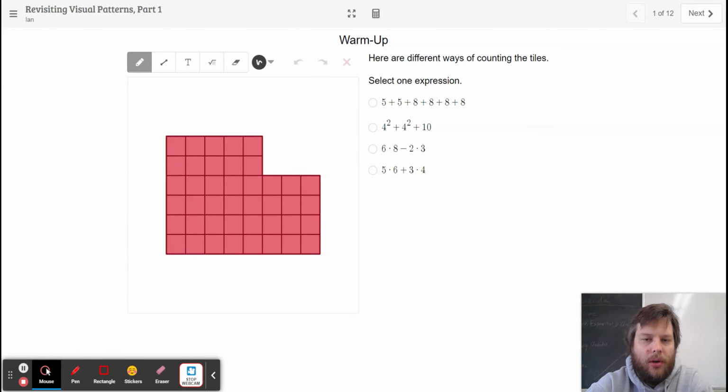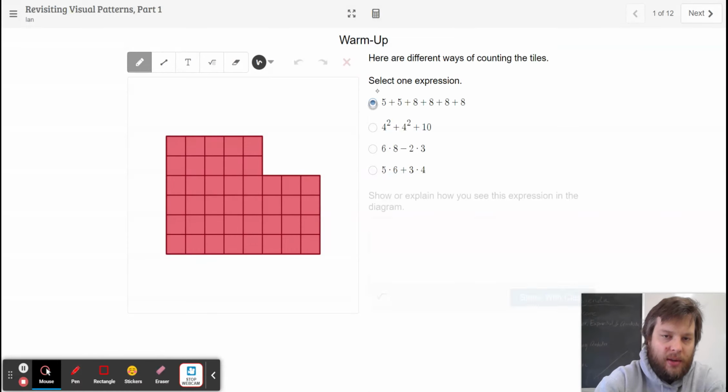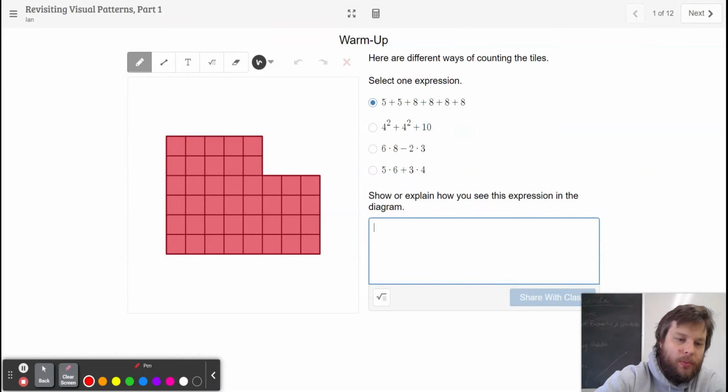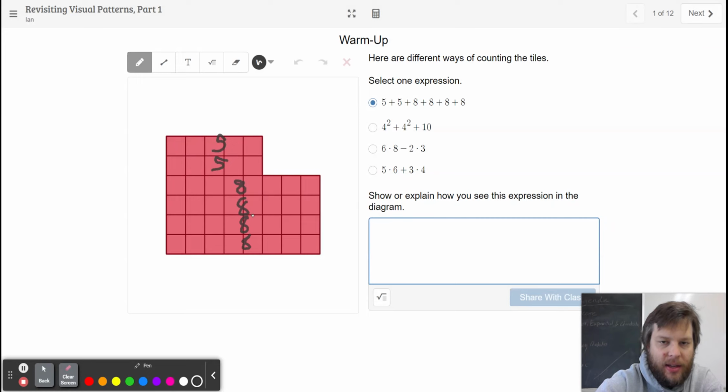So here on our warm up, we've got four different options, and they're all correct options for how you can see the number of tiles that are shown there on the left. I'll just go through each of these, and I want you to try to think, how could you explain 5 plus 5 plus 8 plus 8 plus 8? One way you could show that is just by identifying, I'll use black here, that we have 5, 5, 8, 8, 8, 8. And if you add all those up, you'll get the total number of tiles. So option one is just counting how many tiles are in each row. Totally a good way to do it.